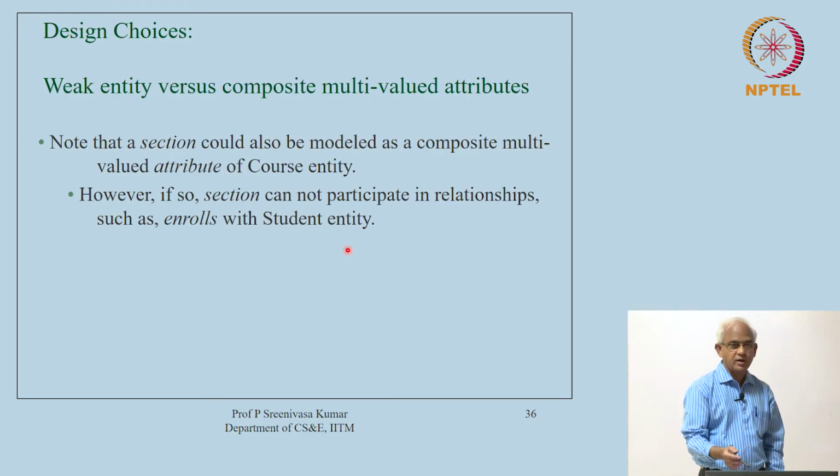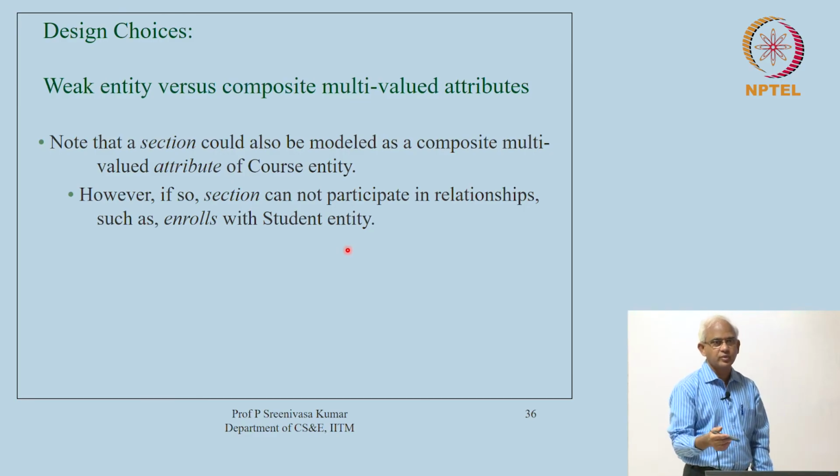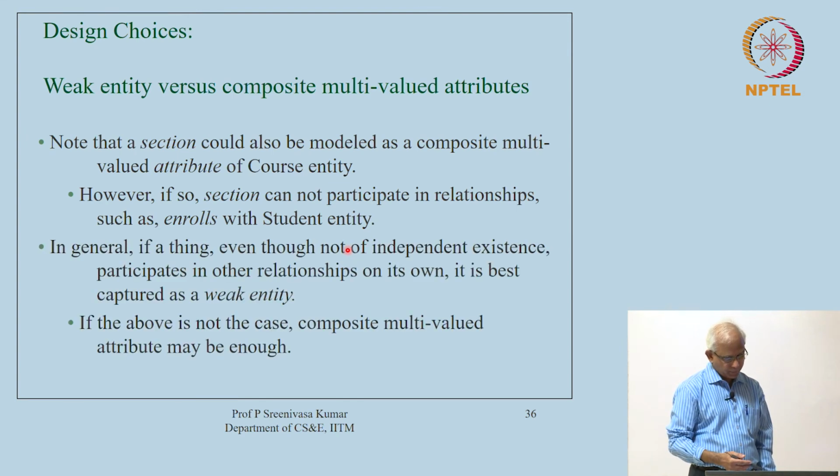For example, an email address could be modeled as a composite multivalued attribute. Composite because it has user ID and domain name, and multivalued because a person typically has multiple email IDs. Okay. You can also think about some other examples like that.